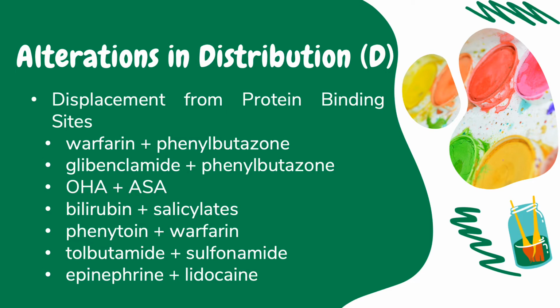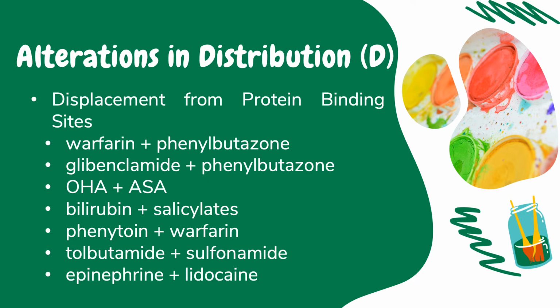The next one is alterations in distribution. This happens if displacement of a drug from the protein binding site occurs. An example is warfarin with phenylbutazone, which can result in hemorrhage. Glibenclamide and phenylbutazone can result in hypoglycemia.